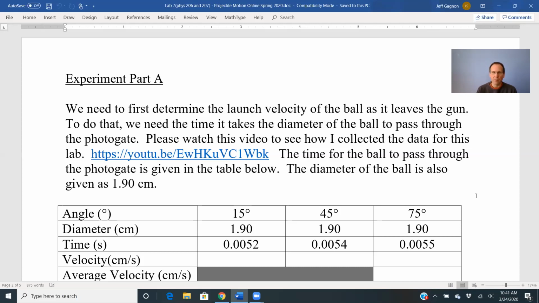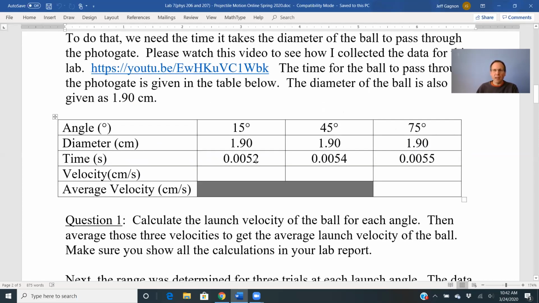Okay. So first thing you guys want to do is watch my video on how I actually collected this data. I show you how I collected the time for the ball to pass through the photo gate. And I also showed you a little bit on how to collect the range data. So make sure you watch that video just to get an idea of how we actually collected this data.